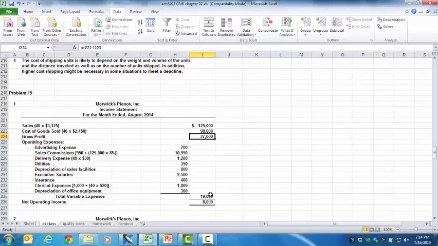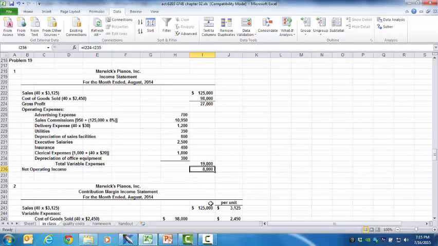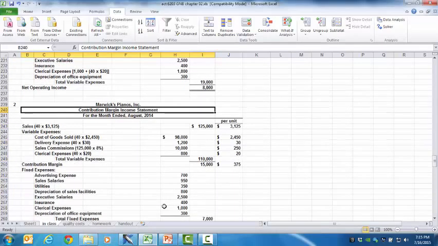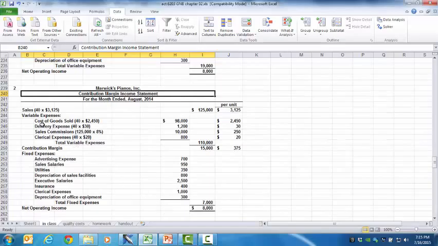Adding all those, I can get my total costs, and then subtracting that away, I get my operating income here. Now, part 2 says, break it down into the cost behaviors. Don't just list it in this manner. Show the variable separate from the fixed. And so that's what I did. I just recast it. I took the variable portions of the cost of goods sold, which was the amount we paid for them, the delivery expense, the sales commission, and the clerical, and then separated them from the fixed.